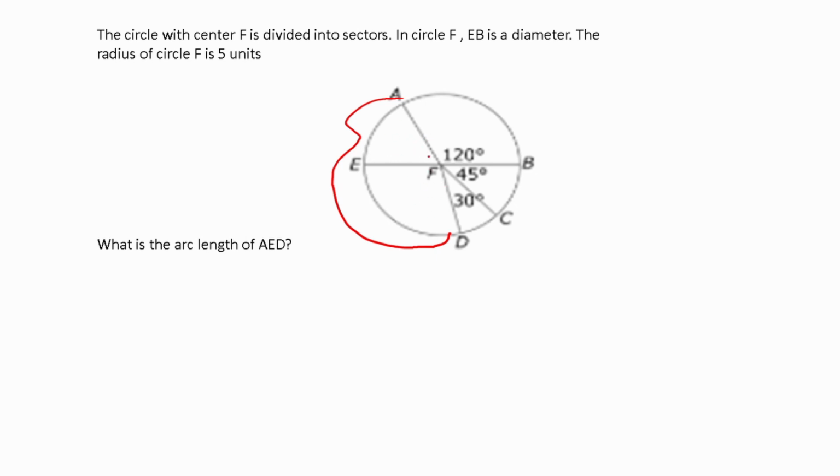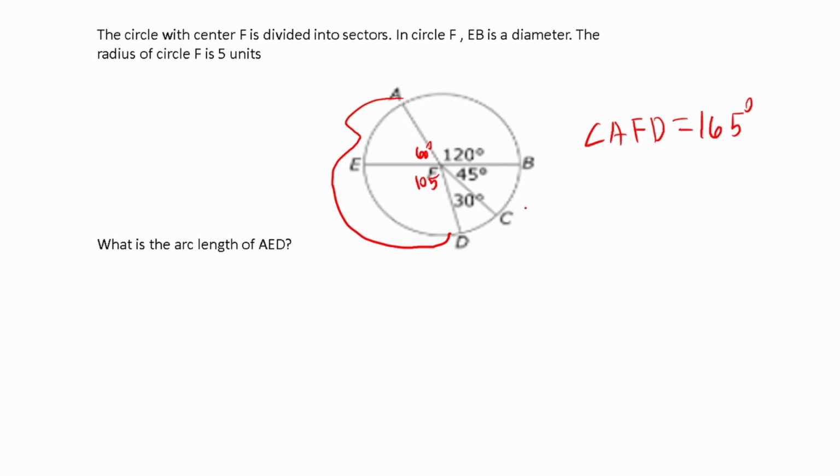What we need to do first is find our central angle here, our 2 central angles. So up top, we can find this one by doing 180 minus 120, which is going to give me 60 degrees. And this one, we could do 180 minus 30 and 45. So 180 minus 30 is going to give me 150, minus 45 is 105. So this total degree here of angle AFD is equal to 165 degrees.